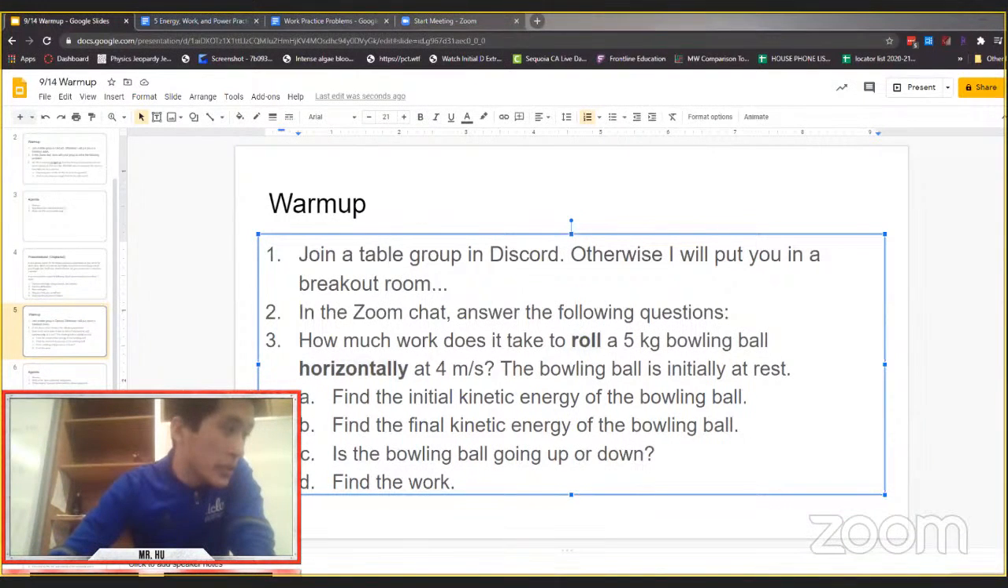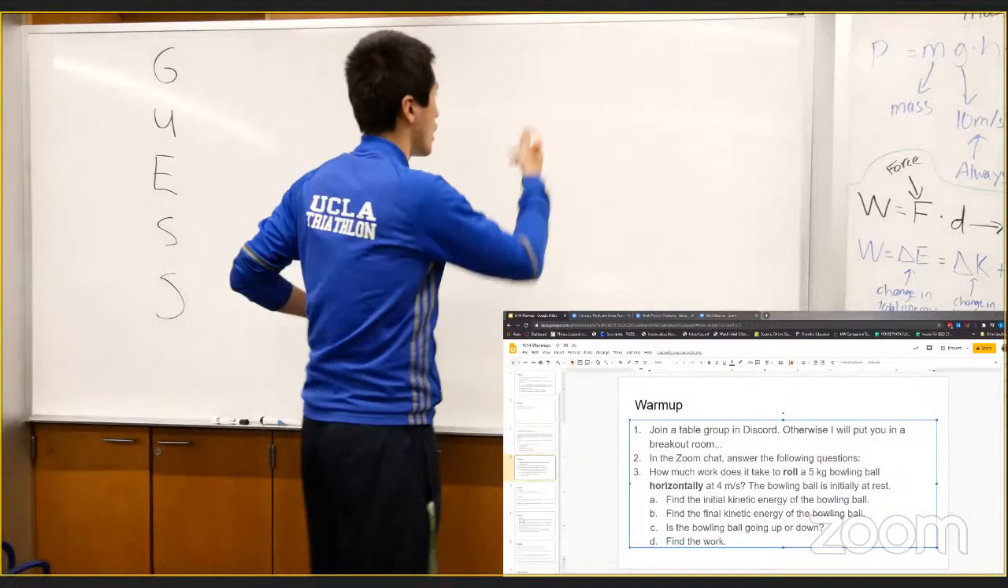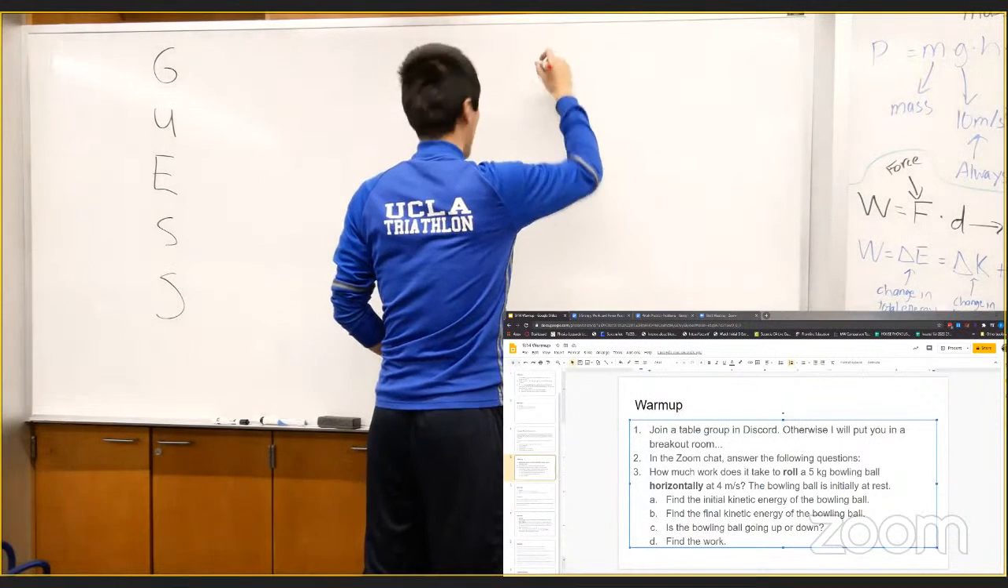Okay, so as we keep working on this, I'm going to start going through this on the board. So first, I think generally a good way I like to start some problems is to visualize it by drawing it first. So what I'm first going to do is draw my bowling ball.